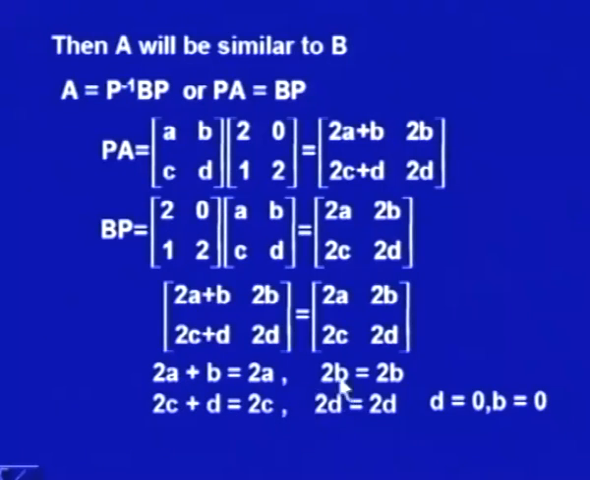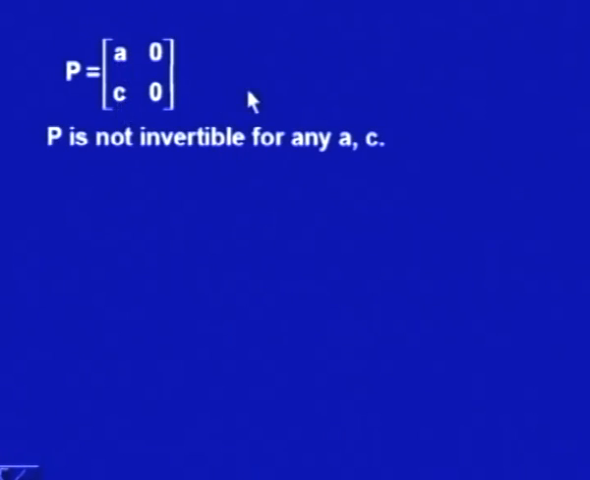Since from here these are identically satisfied, but from here and from this one can show that d is equal to 0 and b is equal to 0. That means the matrix P will be of the form [a 0; c 0], and that simply means that determinant of P, whatever be the values of a and c, will be 0, and that proves that P is not invertible for any combination of a and c. And that means we cannot find a matrix P which is invertible such that A can be expressed as P inverse BP, or finally we can say that A cannot be similar to B.